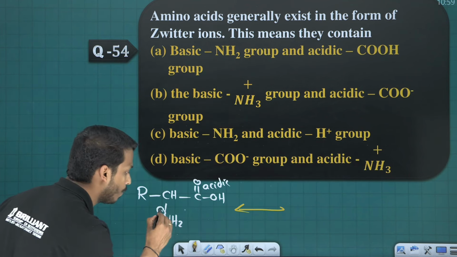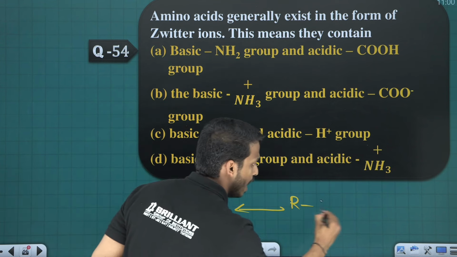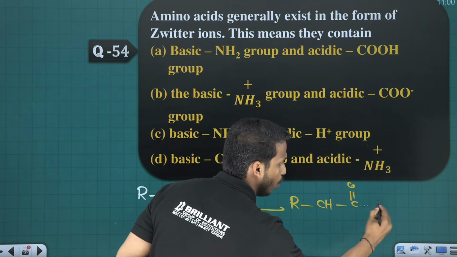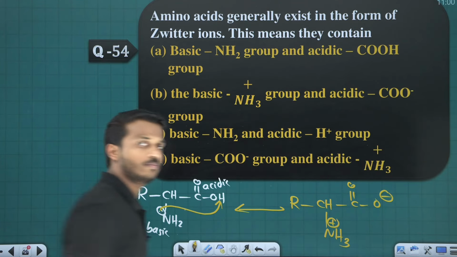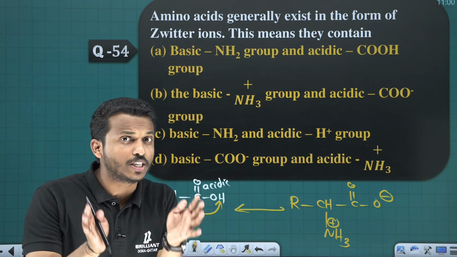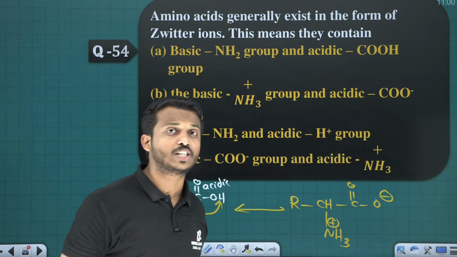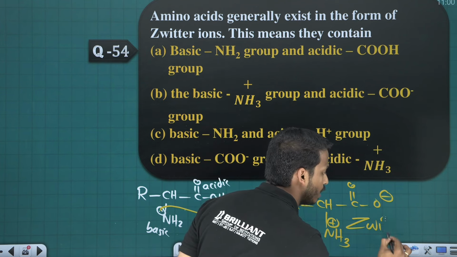How does the zwitter ion form? By giving the lone pair, the nitrogen will take the H. So you will get RCHCOO minus and NH3 plus. Ready? Here you see one species containing both positive and negative charge. What do you call it? A dipolar species. This is called a zwitter ion.